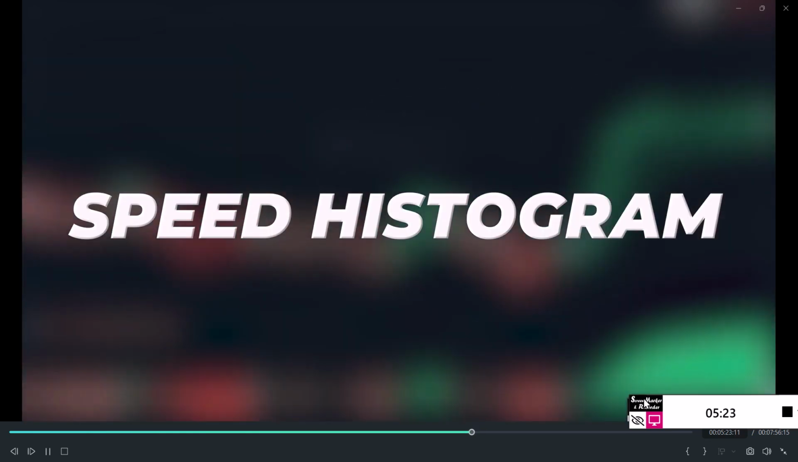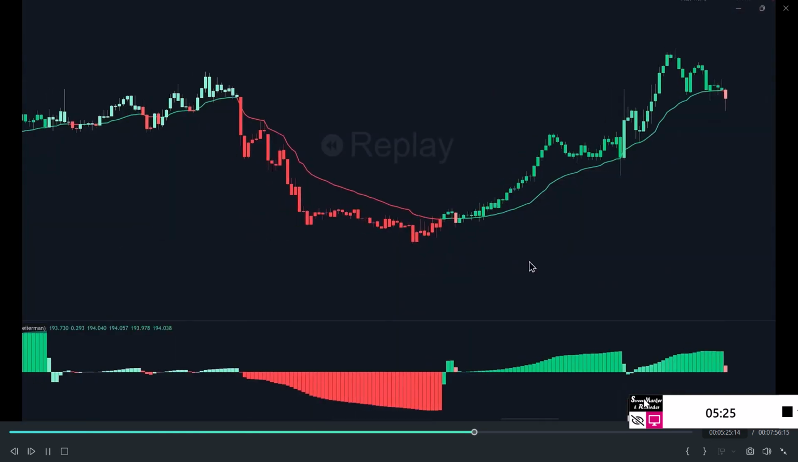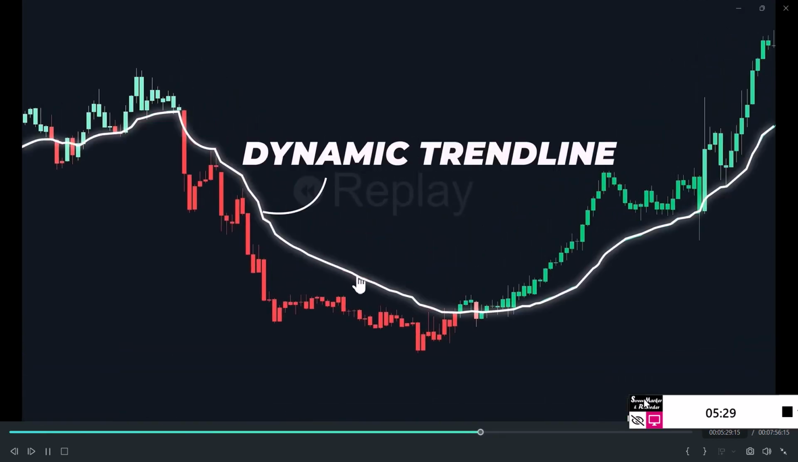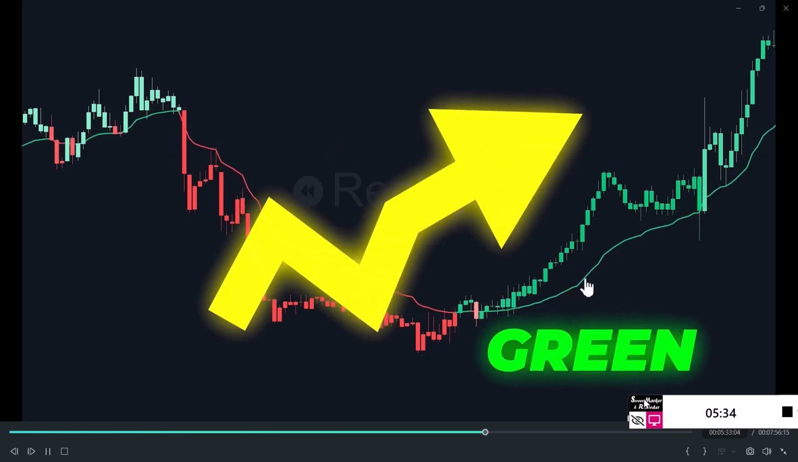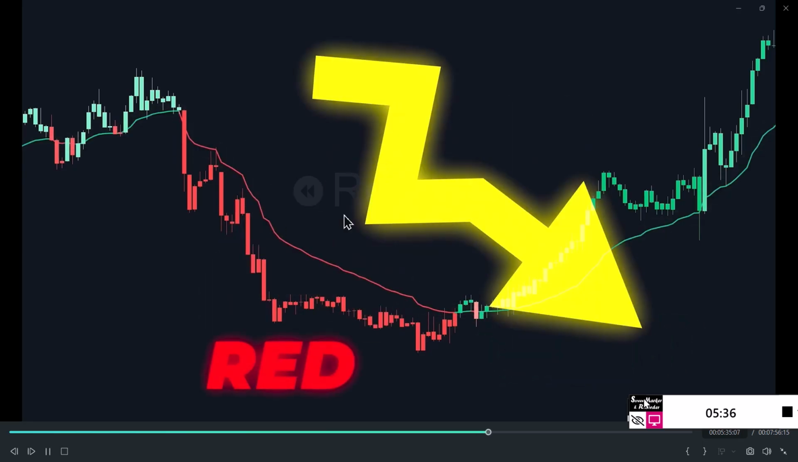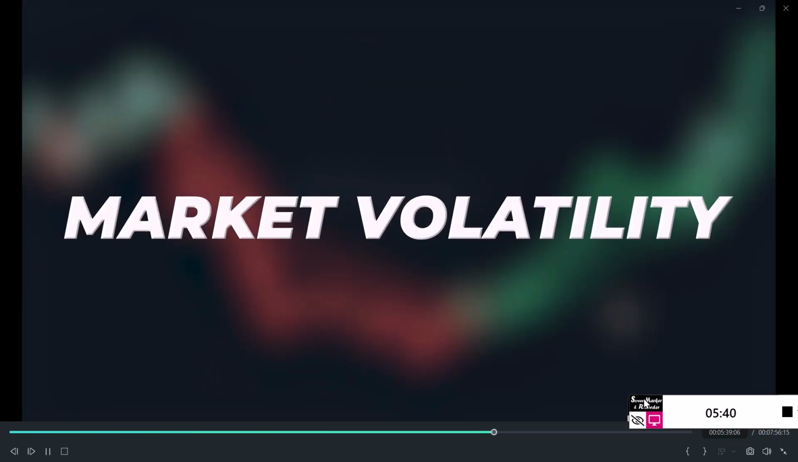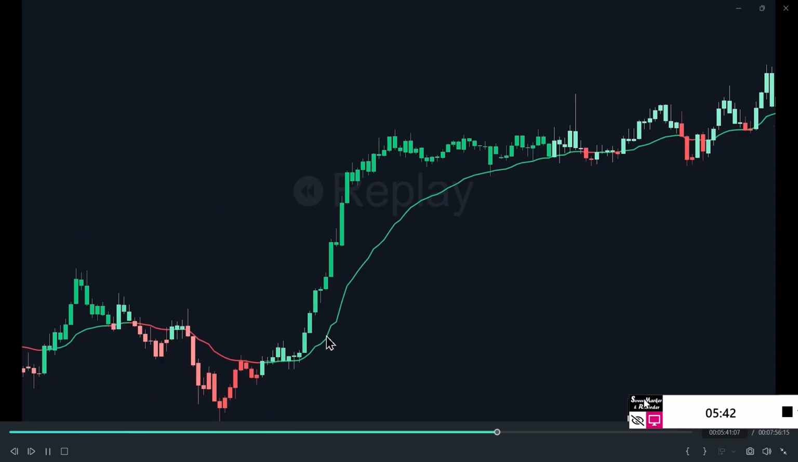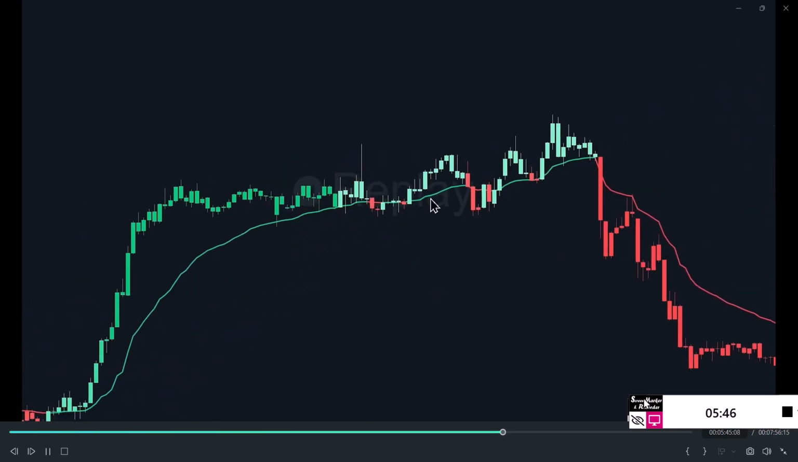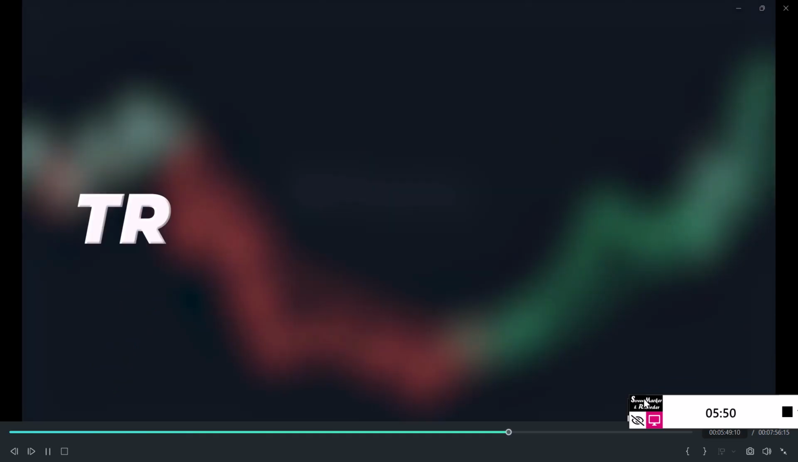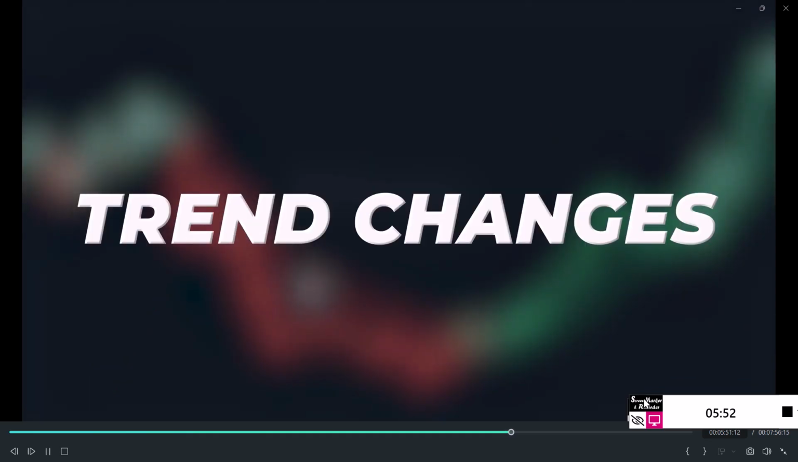So when you add it to your chart, you're going to notice a few key things. First up, right there on your price chart, you've got the dynamic trend line. This line changes color, usually green when things are looking bullish and red when they're bearish. What's really smart about it is how it adapts to market volatility in real time. It'll expand when the market is choppy or moving fast, and then contract during quieter, consolidating periods. The idea here is that it can potentially catch trend changes a bit quicker than a standard moving average.